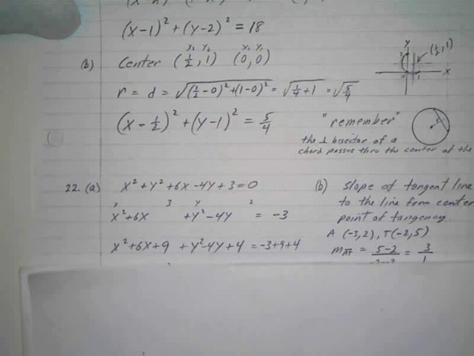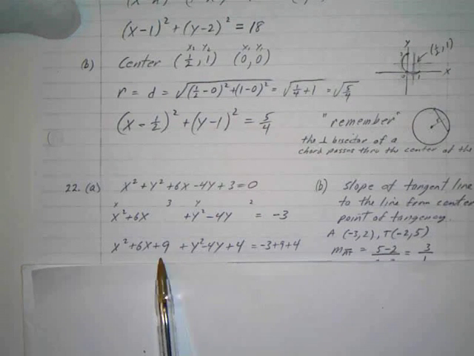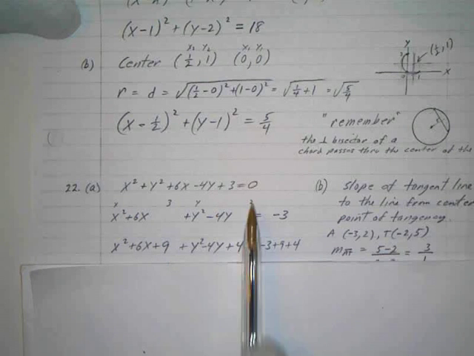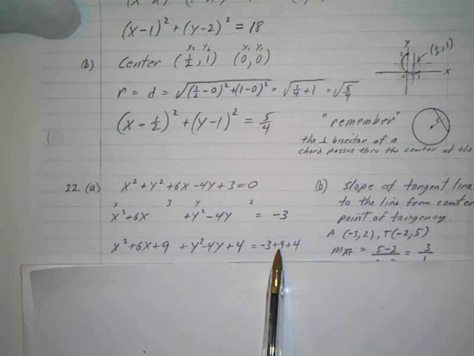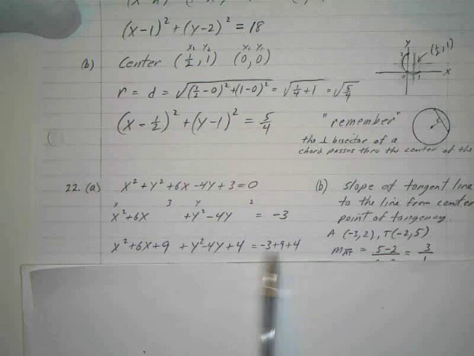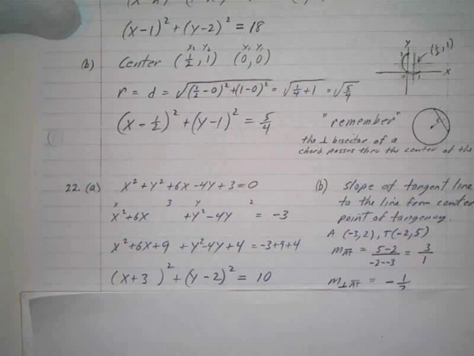And that's always going to be positive. So I add a 9 here, 3 squared, and I add a 2 squared. What I do to the left, I've got to do to the right, so I add a 9 and a 4. So the right side adds up to 10, and now this is a binomial square.